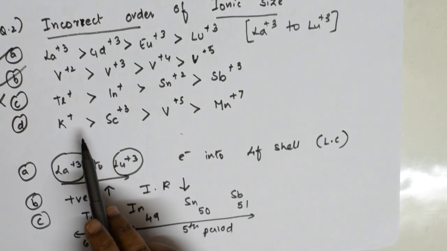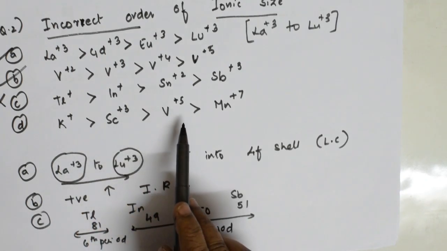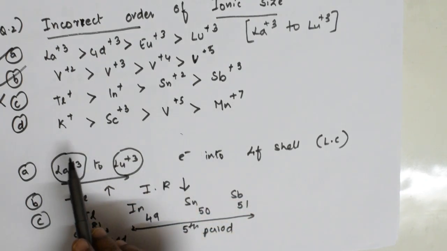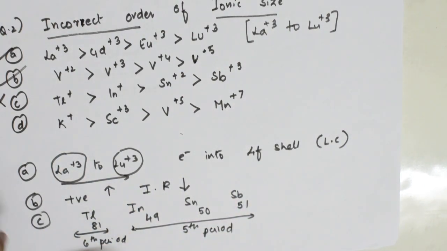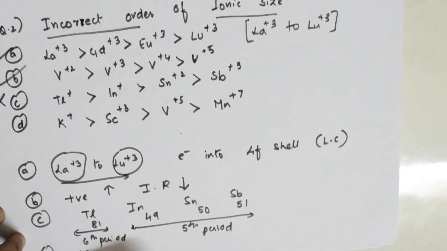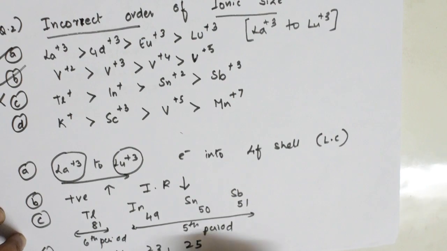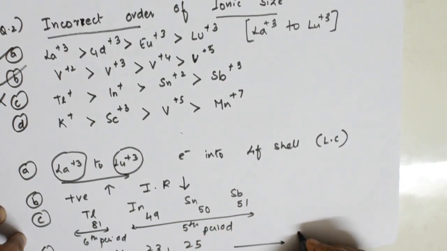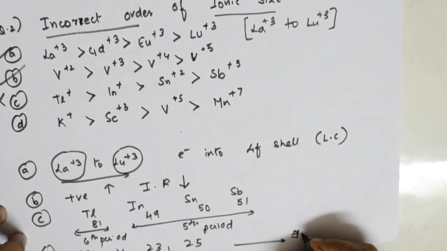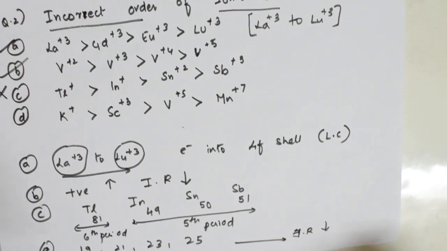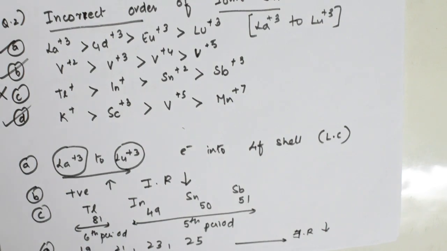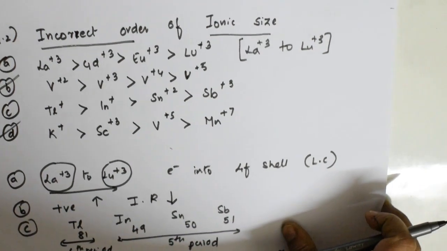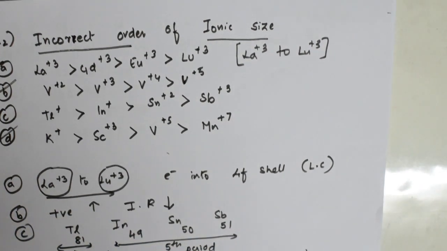Now let us take the next one: potassium, scandium, vanadium and manganese. Let us write them the same way. Potassium has atomic number 19, then scandium 21, then 23, then 25. When we move from left to right in the periodic table, the ionic radii decrease. That is what we studied, so this is the correct order. That's fine, students. This is how you need to check whether an answer is correct or wrong.